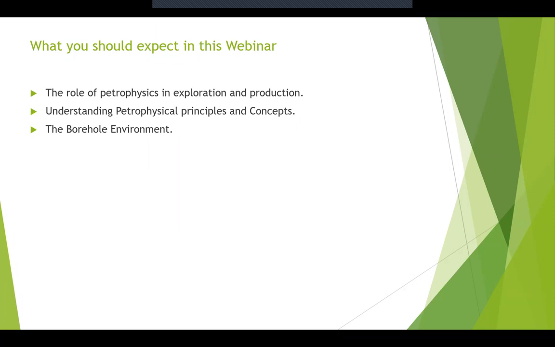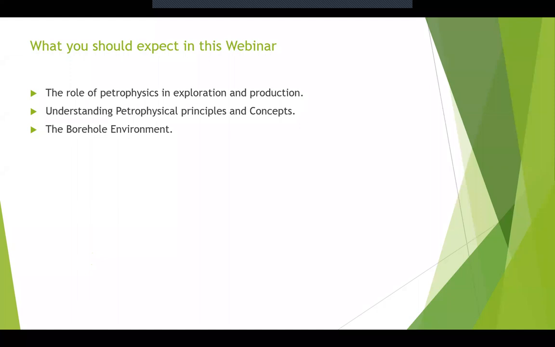What you should expect in this session is the role of petrophysics in exploration and production, what the petrophysicist does, and what kind of information the petrophysicist provides for exploration and production. I will also talk about some petrophysical principles and concepts, the essential principles like porosity, permeability, water saturation, and at the end, one of the most important principles in petrophysics that most people don't focus on.